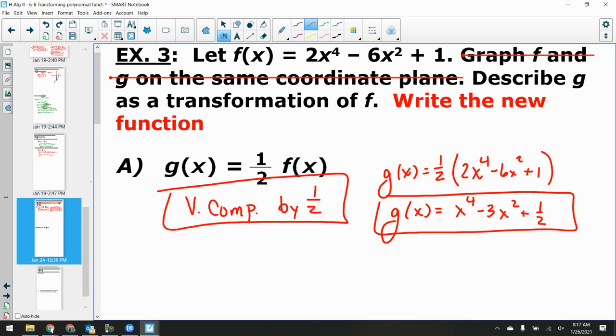Again, it would be a good idea if you plugged that function into the calculator, x to the fourth minus 3x squared plus 1/2, and then plugged in our regular one to make sure, okay, did it really vertically compress by a factor of 1/2? You know, visually see, did it actually do what you think it should have done? Let's take a look here at the next one.